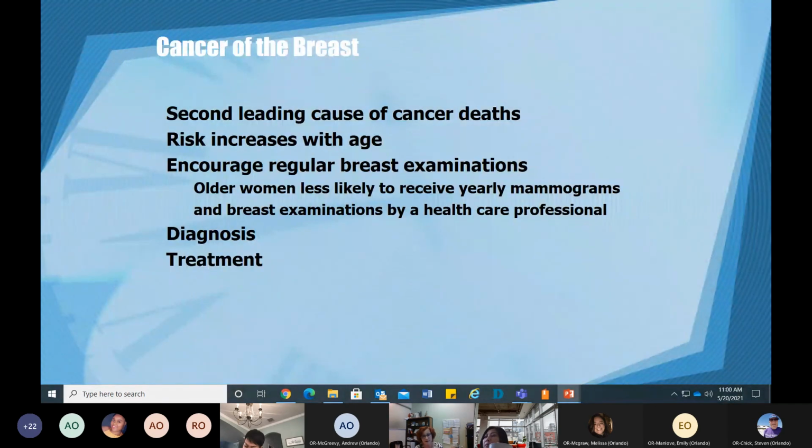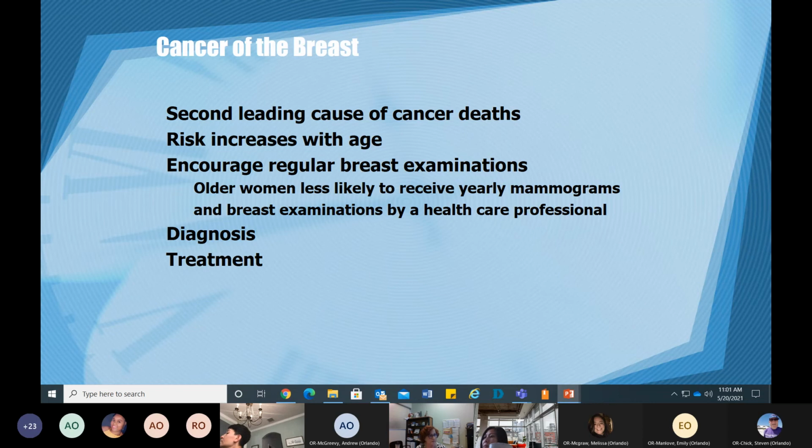The second leading cause of death in women is cancer of the breast. It's the second leading cause of cancer deaths. The older we get, the risk, of course, increases with age. Remember, there's a decrease in estrogen. Estrogen tends to help females fight off breast cancer. So we know that women very early can actually have breast cancer. Sometimes they will replace estrogen as the woman gets older, but there are risks with taking estrogen. Cancer is one of them.